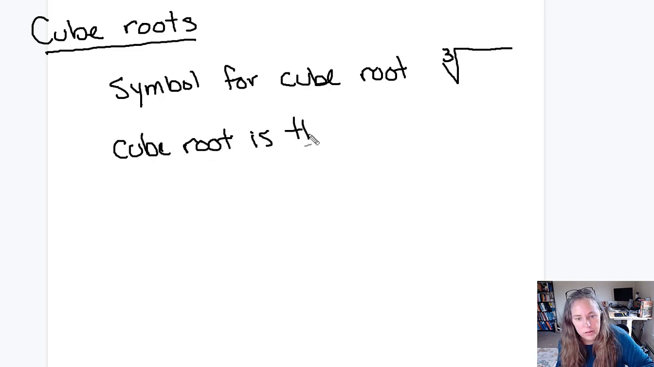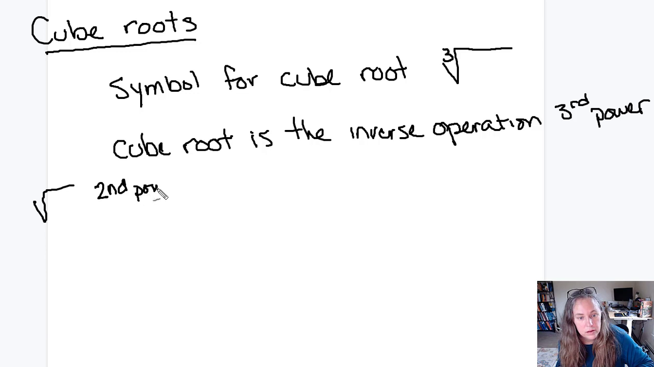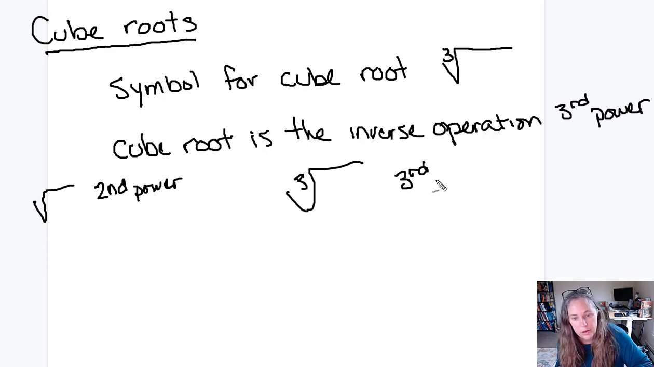Okay. Cube root is the inverse operation of the third power. A lot of you guys asked me, does square root cancel out other exponents? And it does not. Square root and squared are inverse operations. Cube root and the third power, or cubed, are inverse operations.